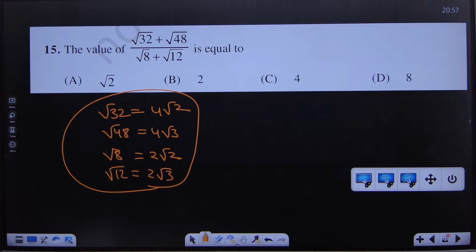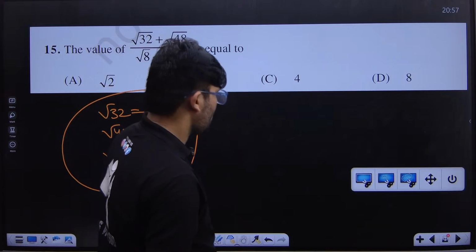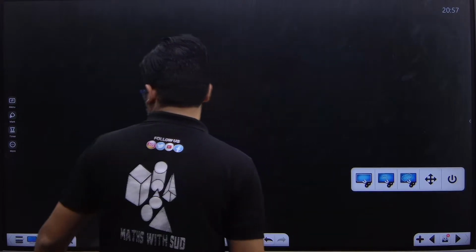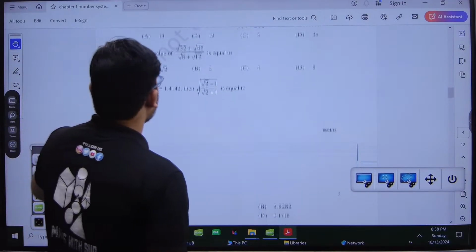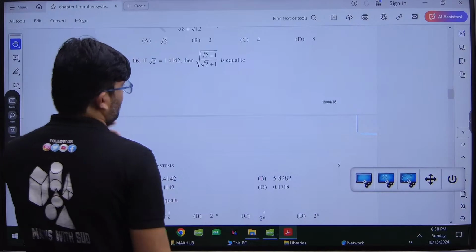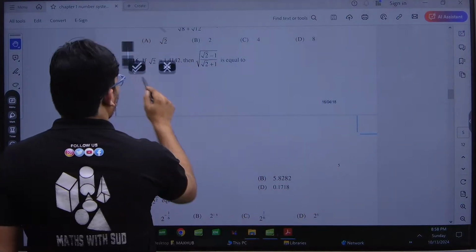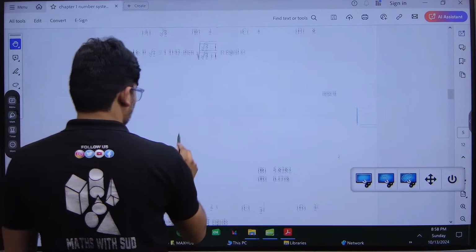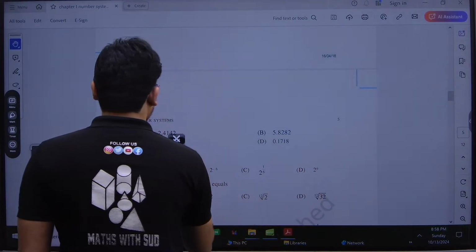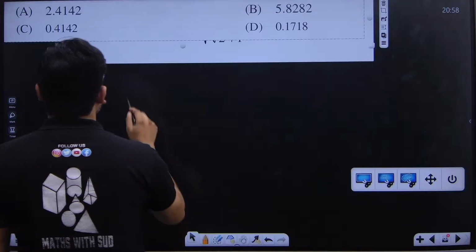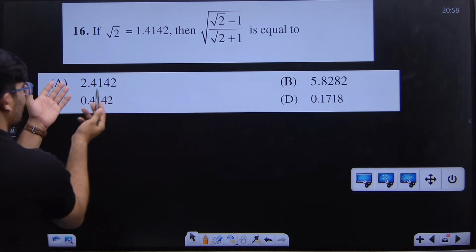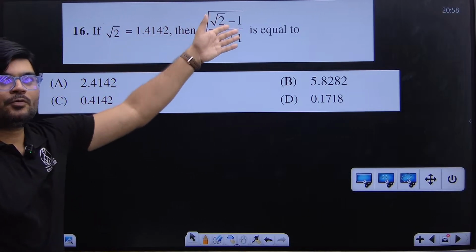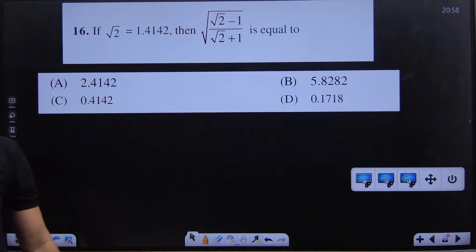Sir, B, 2. Wonderful. Okay. Do this question. This is a bit tricky question. You have to be smart to do the calculations. The value is already given. You have to put the values and solve it. That's it.